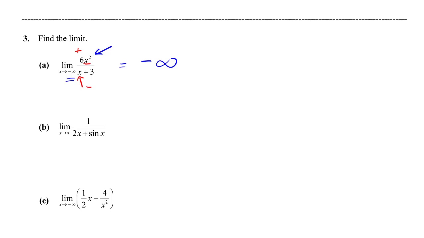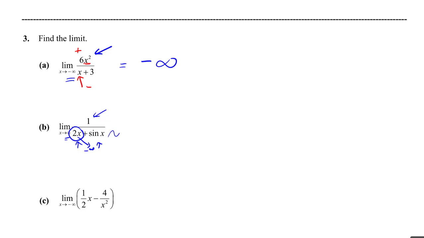Okay, so what's happening in this one? Limit as x approaches infinity of 1 over 2x plus sine x. Well, I really just have a constant on the top. Then I have this 2x term and the sine x term. So this 2x term is going to go off to infinity as x goes to infinity.